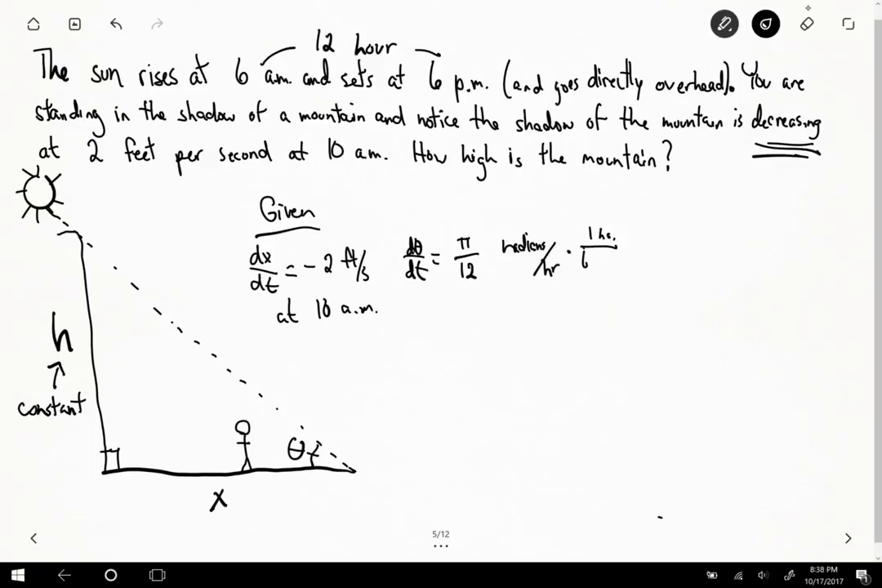There's 1 hour is equal to 60 minutes, and then times another 1 minute gives us 60 seconds. So notice another way to write d theta dt. 60 times 60 is 3,600. So we have pi over 12 times 3,600, and then that's radians per second.